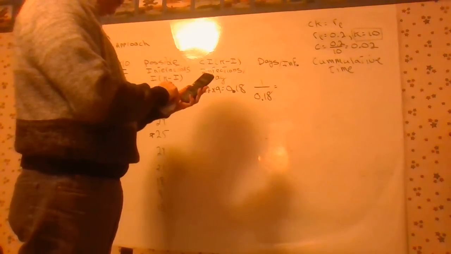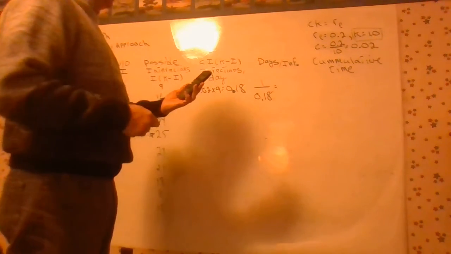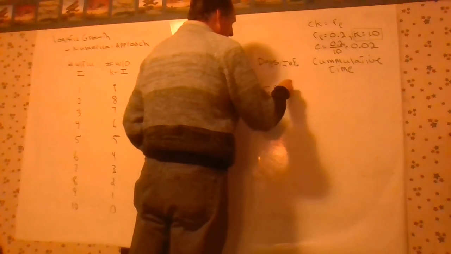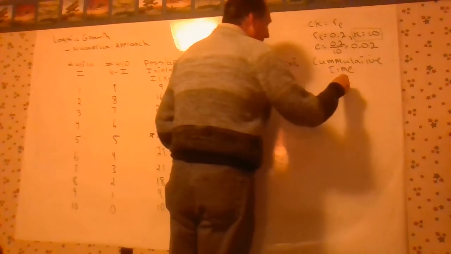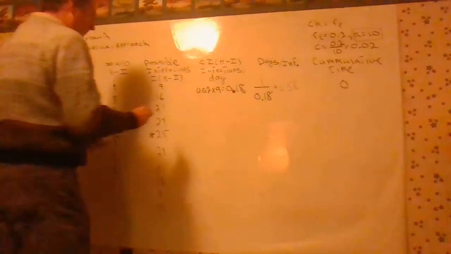Okay. 1 divided by 0.18 equals about 5.56 days per infection. We're going to assume our cumulative time up till this point is 0. 0 time has elapsed. And then we're going to proceed to the next row.